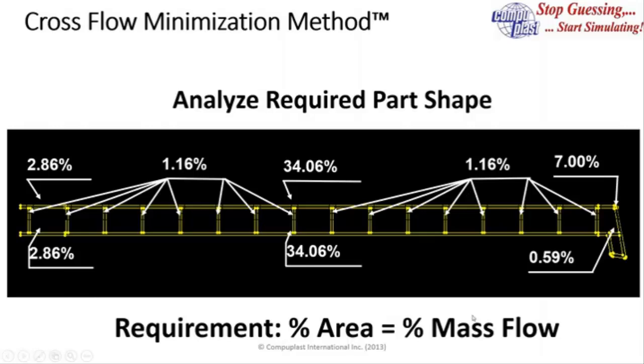So if I was going to produce this part at, for simplicity's sake, 100 pounds an hour, I would have to deliver 1.16 pounds per hour to each one of these ribs if I wanted to make the correct wall. If I delivered less than 1.16%, those walls would end up being too thin. And if I delivered more than that amount, those walls would end up being too thick from the specification.